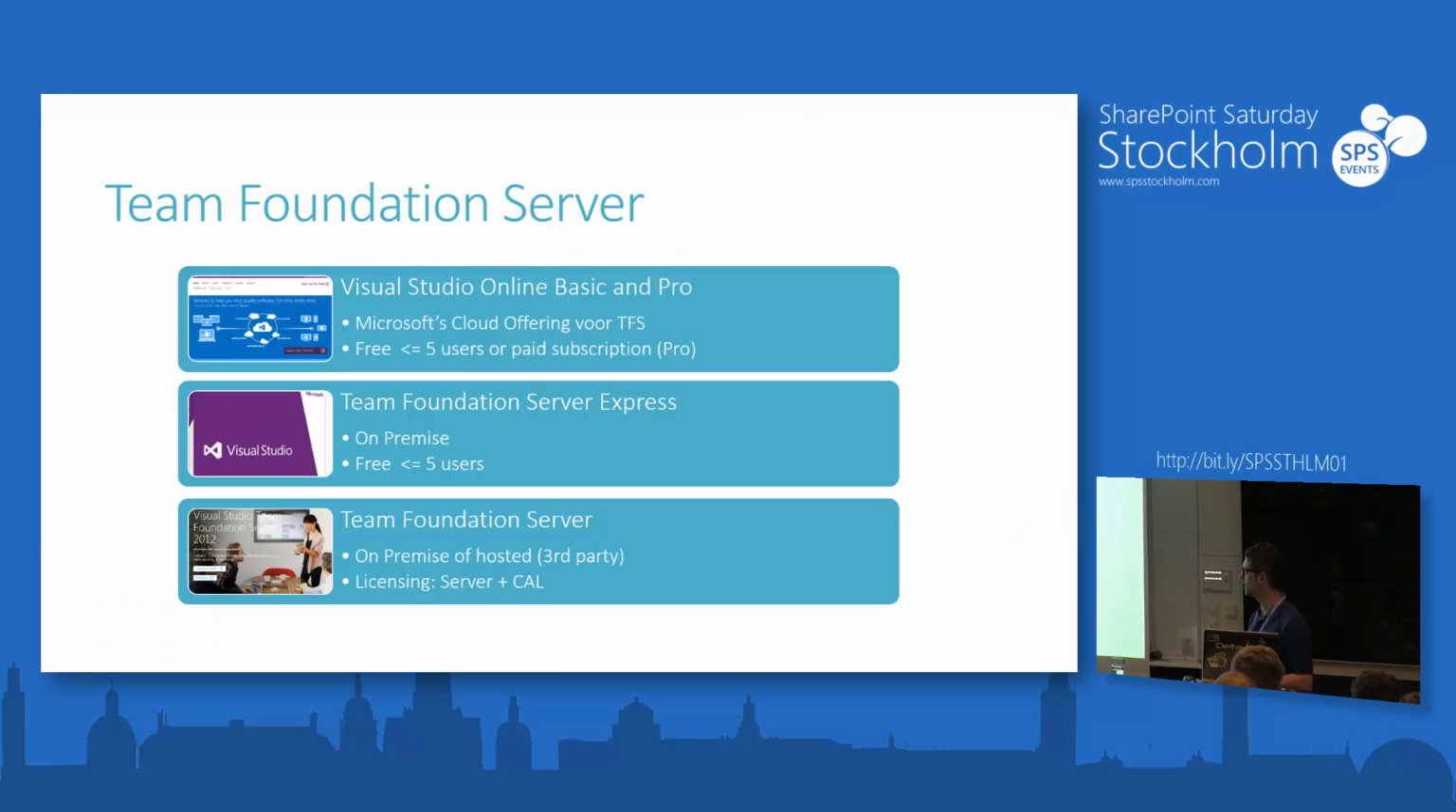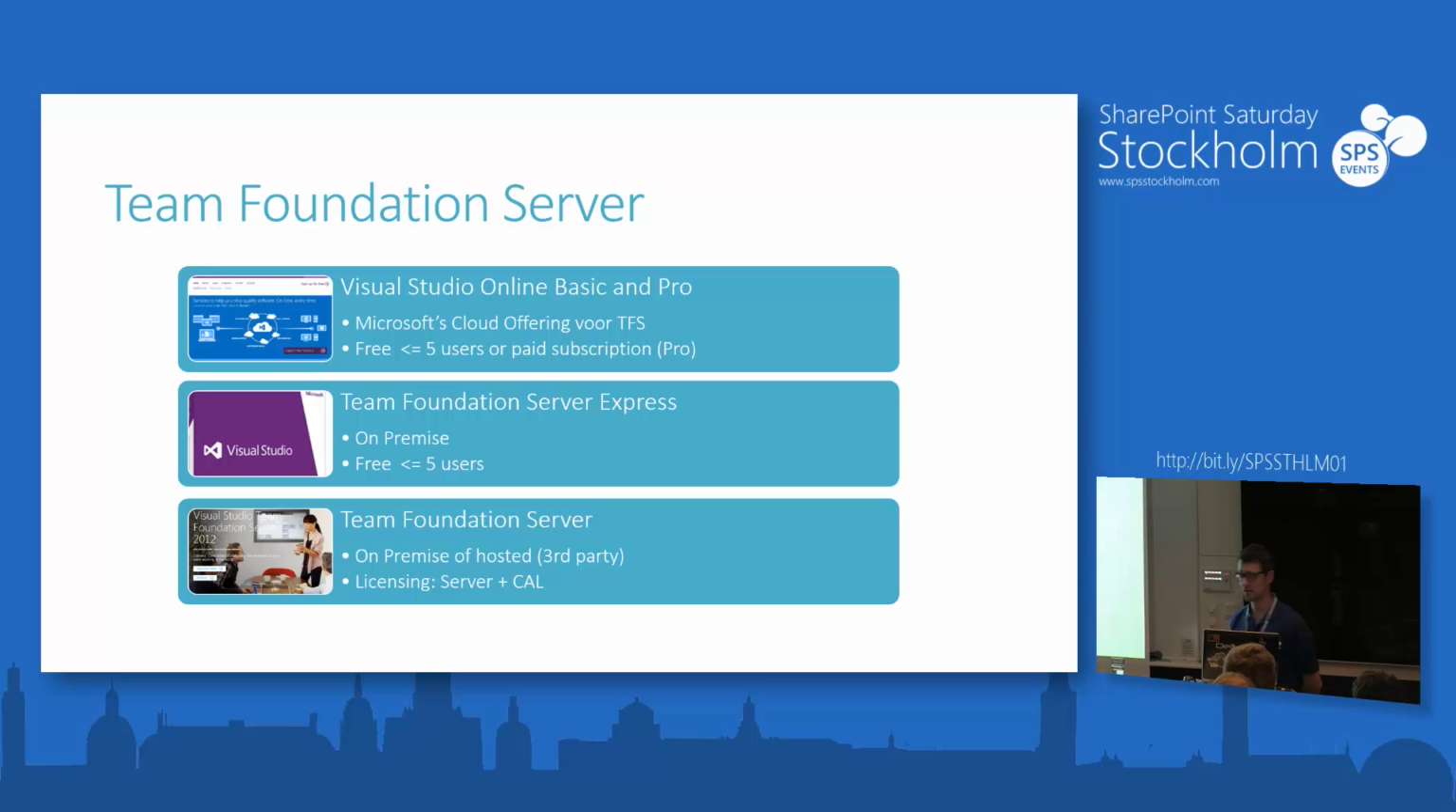So, and the thing is, there's no real reason why you shouldn't use this software from Microsoft at the time, because Microsoft Cloud offering Visual Studio Online comes in 2 versions, Basic and Pro. The Basic version up to 5 users, you can use it for free. There's also a paid subscription, of course. This is today. This might change.